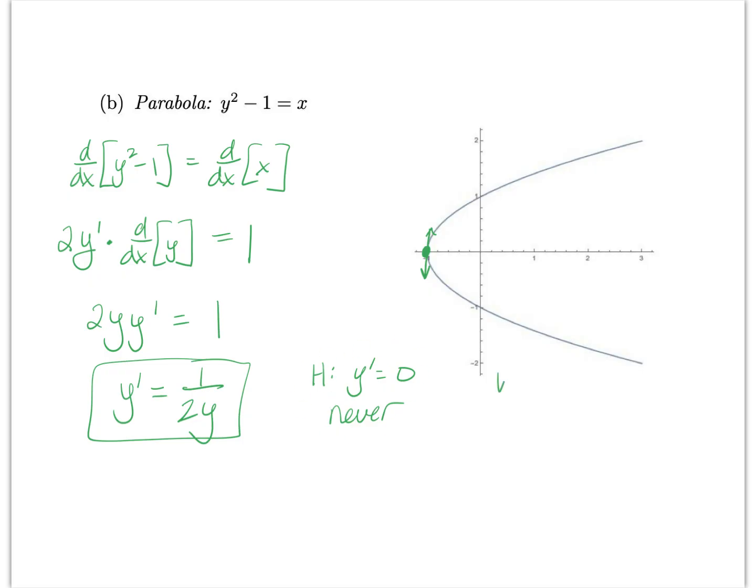But for vertical tangent lines, those happen when the derivative is undefined, which in this case would happen when the denominator is 0. So that happens when y is 0. And to find the x coordinate that goes with that y value of 0, plug into the original equation. So I've got 0 squared minus 1 equals x. So x is -1. So this point I'm looking for is at -1, 0.